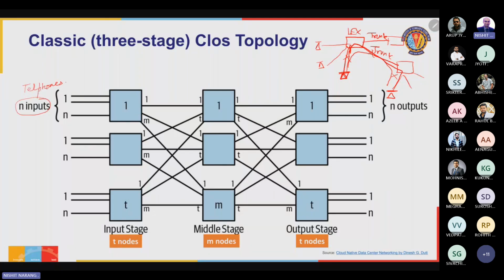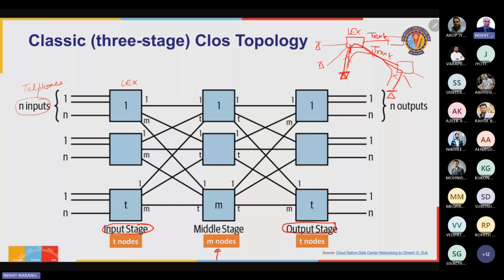Okay? And these could be treated as the local exchanges, where every local exchange is receiving n input lines from n different telephones. Right? So when you look at the input stage and the output stage in this diagram, you can think of all the square boxes in the input stage and output stage as a set of local exchanges. And think of the middle stage as some intermediary telephony switches, which are just trying to connect the input stage to the output stage.